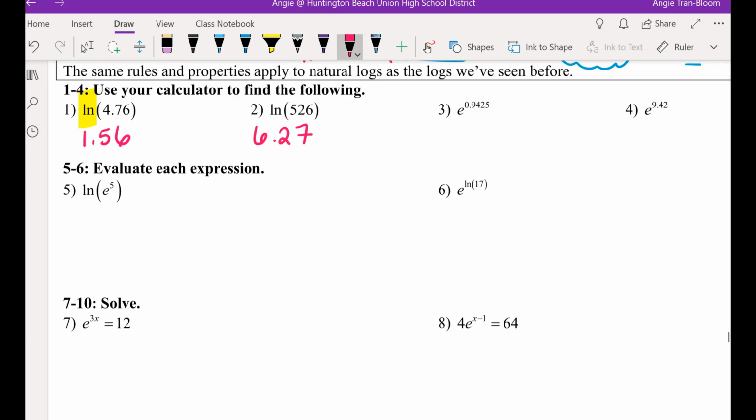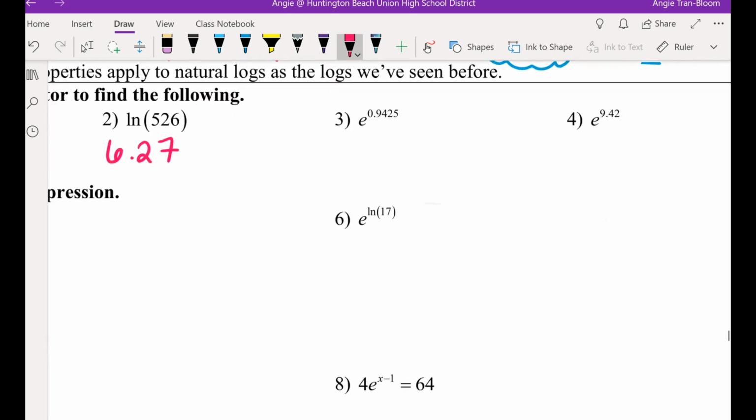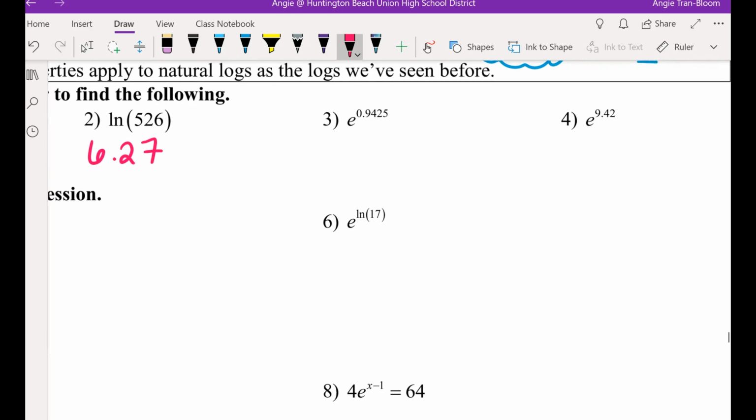Someone confirm that? Perfect. Now E, do you know where your E button is on your calculator? It's second, natural log. So punch it in. Now once you hit E, a parenthesis, 1, it's already open. That means you have to go close it on the other side, okay? Punch in your 3 and 4. Get both answers, write it in your notes.